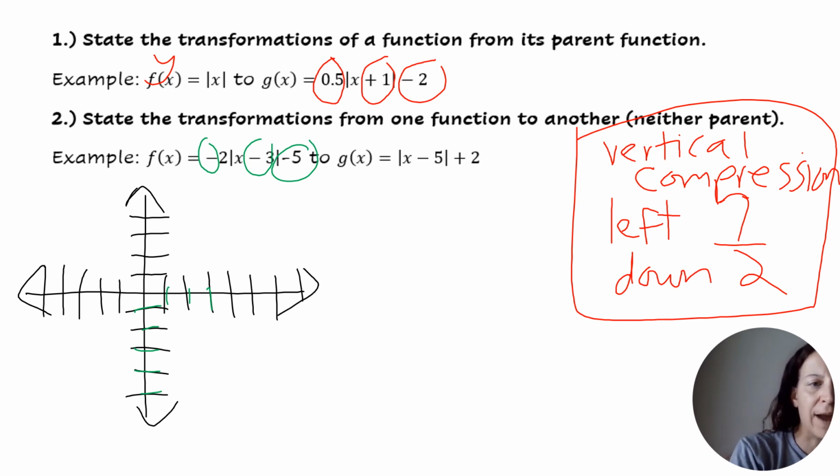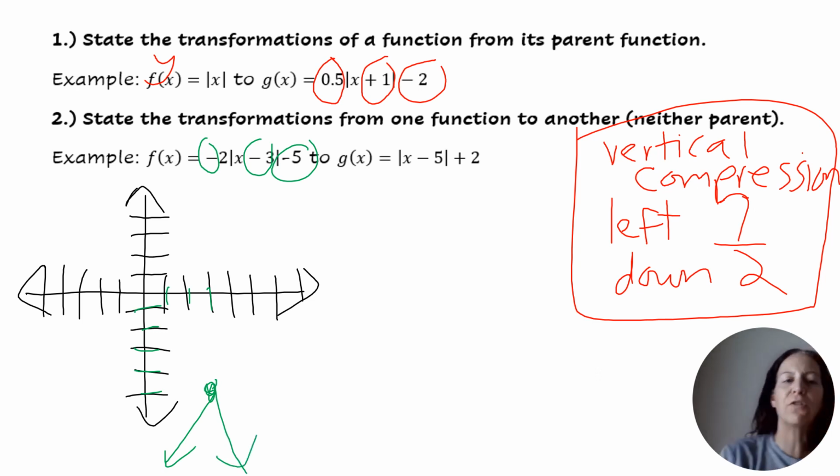So 3 to the right, 5 down, and so the vertex is going to be there, and it's going to be flipped over and fairly skinny. This is just a sketch, okay? We're just doing this to get an idea of what's going on.